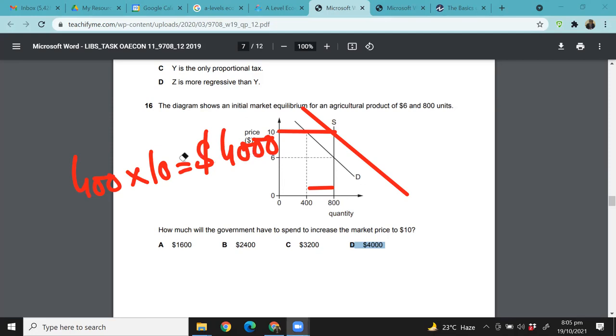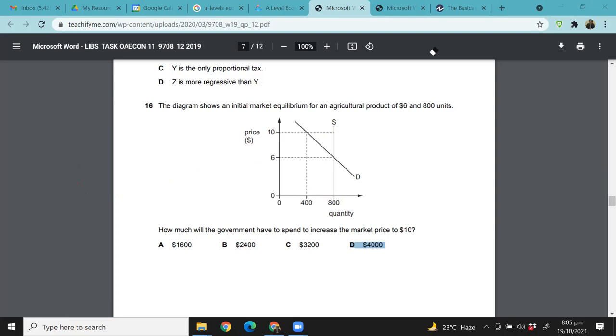Let's look at this one more time. So Abdul, think about this. The question set shows the national market equilibrium price of $6 and 800 units, right? Now, by how much does the government have to spend to increase the market price to $10? To increase the market price to $10, we know that the demand curve should intersect at this point, so that $10 is the equilibrium price and 800 is the equilibrium quantity, right? Now, by how much is the demand increasing?